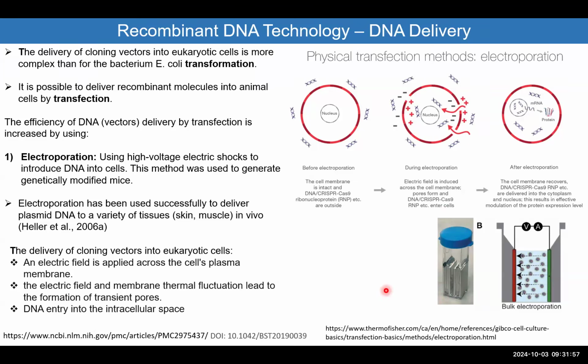This has been used previously to generate transgenic animals by injecting DNA directly into fertilized oocytes. And the major way, as I said, is that you create an electric field that will cause the generation of certain pores within the membrane, and then that will lead to DNA entry. All you need to do after is recover the cells from this shock. And again, a lot of the cells will die. So this is one way to deliver DNA into mammalian cells.